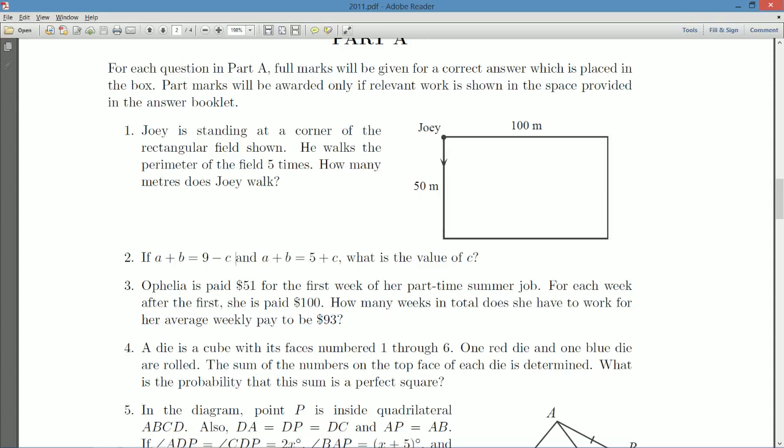So we just want c. These a's and b's, they're kind of tripping us up. We can't just magically eliminate them or get them in terms of c. We won't have enough equations to do that. But if we reread the question very carefully, we're given a plus b is equal to 9 minus c, but also a plus b is 5 plus c.